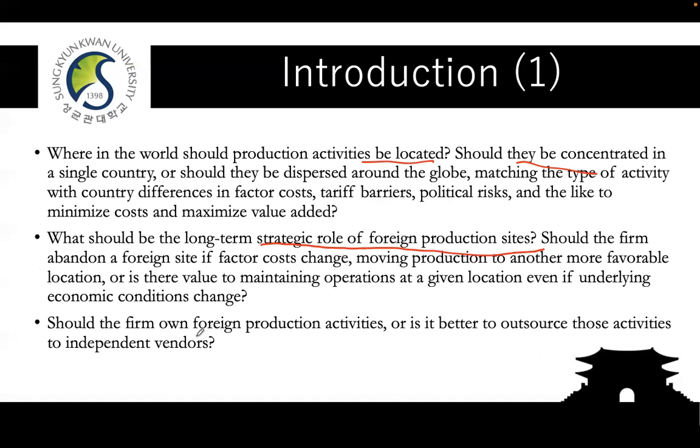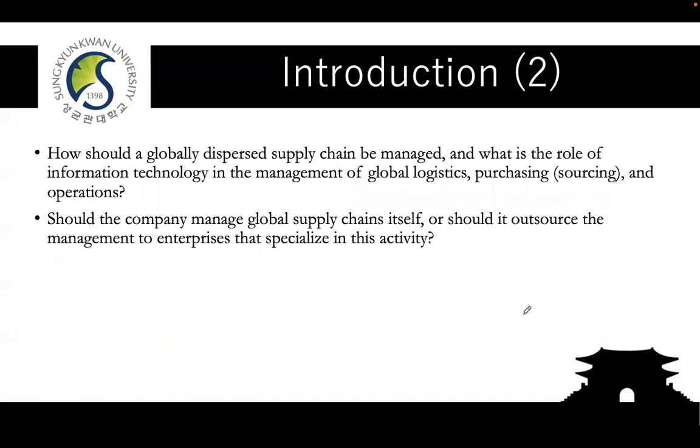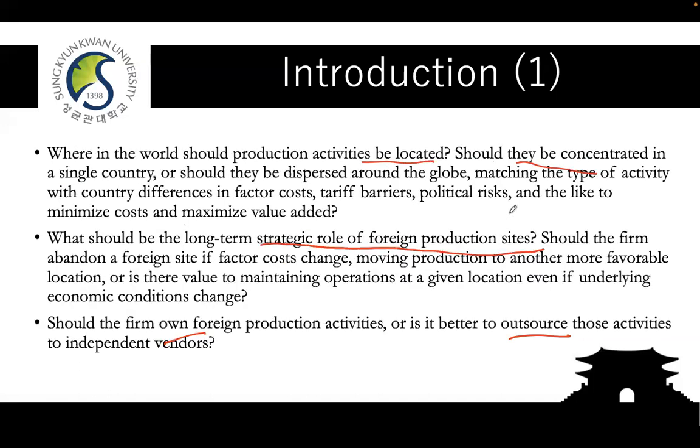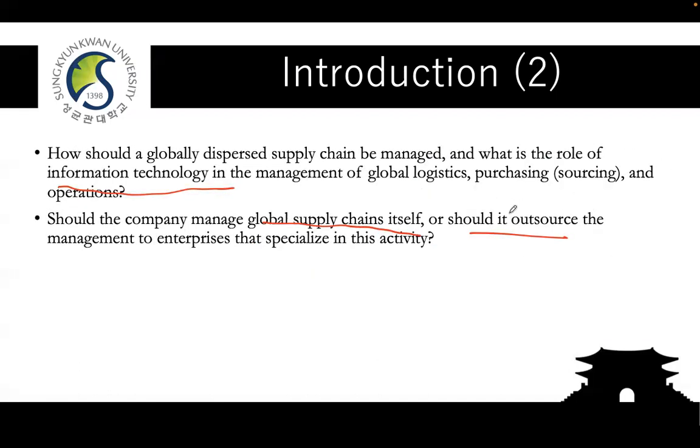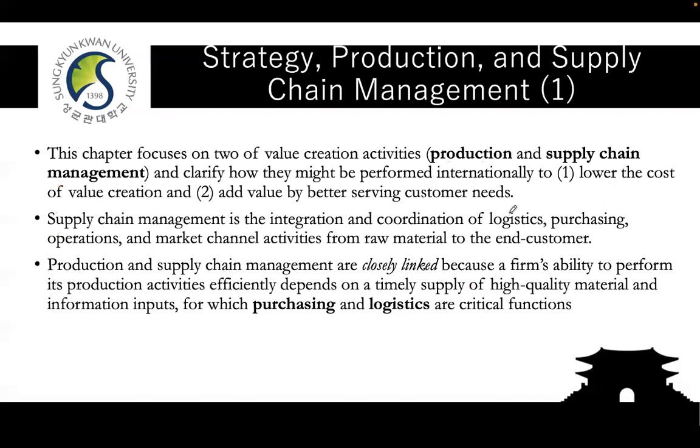And the next question would be, should we own or outsource? So it's like own or buy, this kind of decision. And the role of information technology in the management of global logistics, purchasing, and operations management. And of course, should the company manage the global supply chain itself, or should it outsource? So again, do it ourselves internally or outsource it externally. These sorts of questions will always appear in our decision making with respect to operations management and global supply chain management. So let's go straight to some main ideas here.